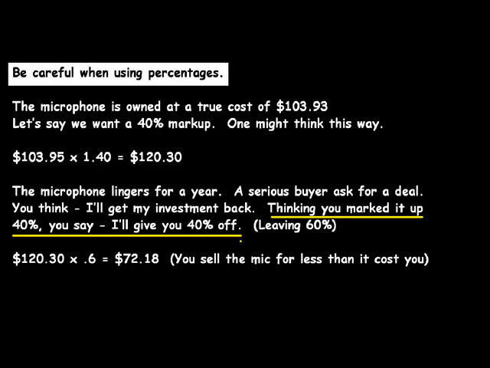A serious buyer asks for a deal. You think, I'll get my investment back. Thinking you marked the microphone up 40%, you say, I'll give you 40% off, leaving 60% for you. So we take $120.30 times 0.6 and sell the microphone for $72.18. What just happened?